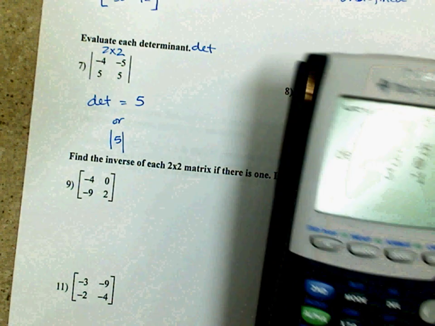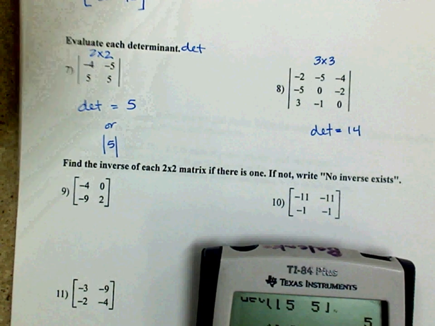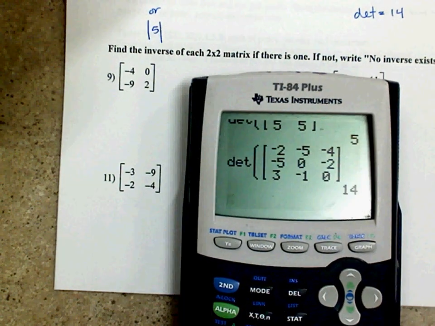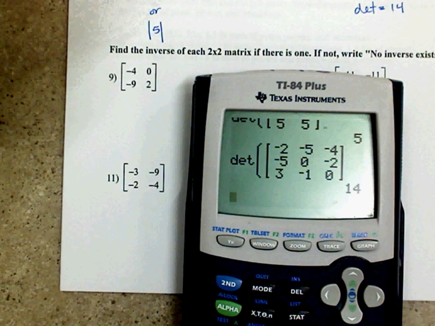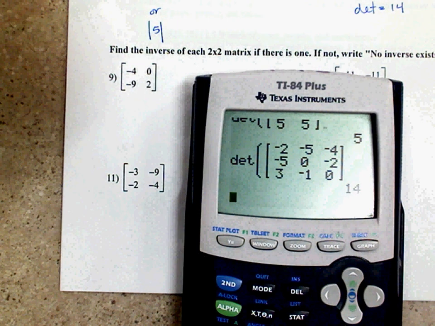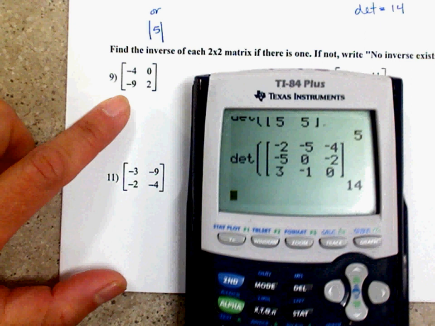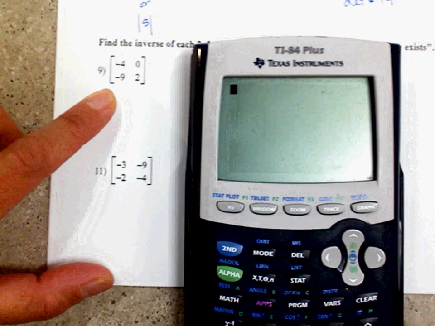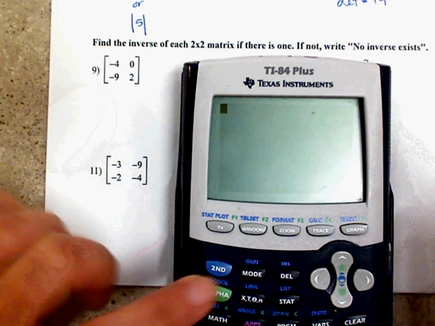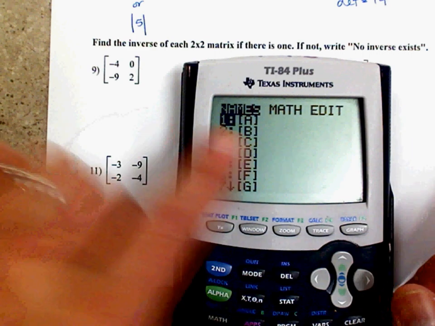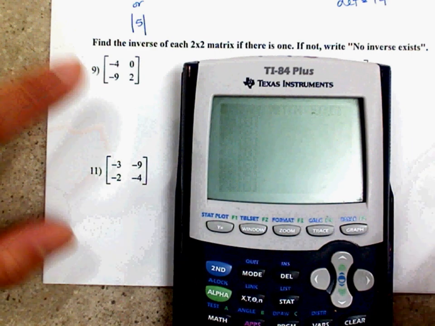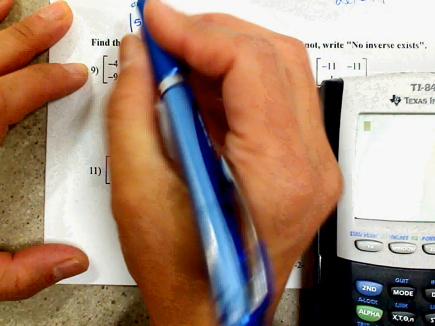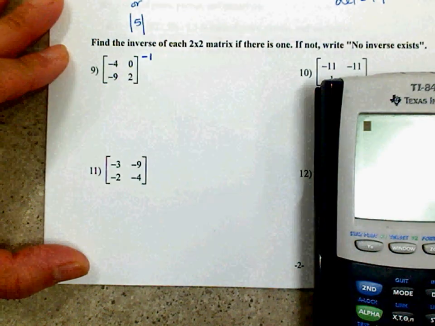All right. Number 9, finding the inverse. Now just know that sometimes inverse does not exist, okay? So let's look at number 9. I'm going to clear my calculator to kind of help you as well. Remember how you hit the second math? That's how you get to determinant. We don't have to do that. All you're going to do to find an inverse is add a -1, just like that.